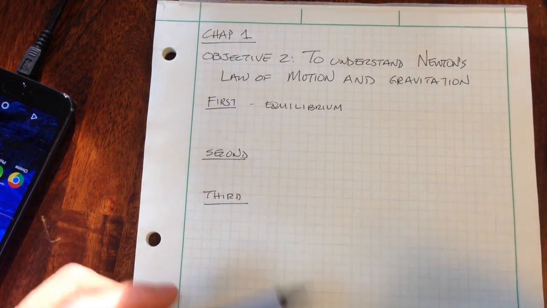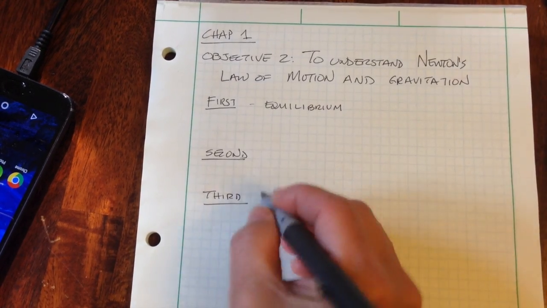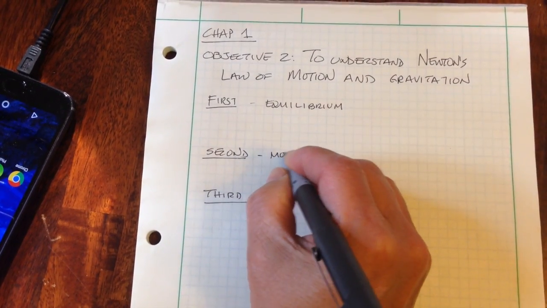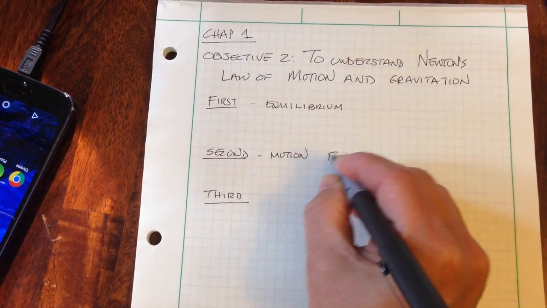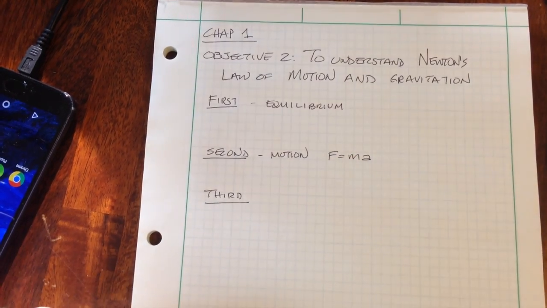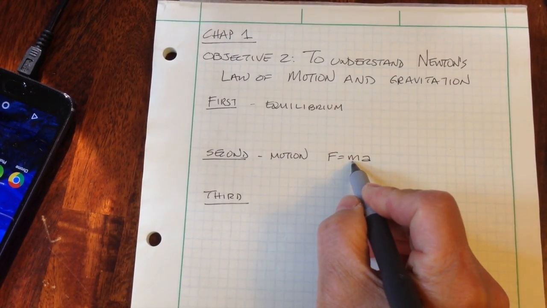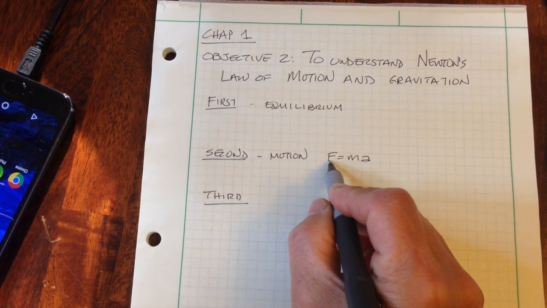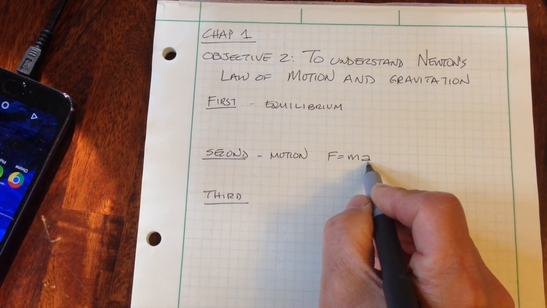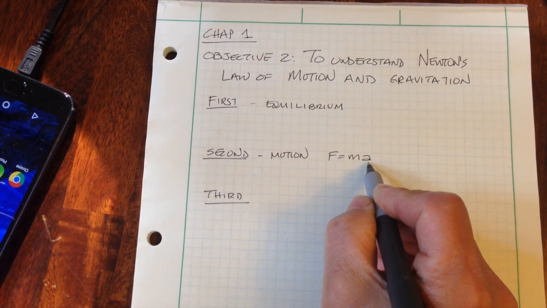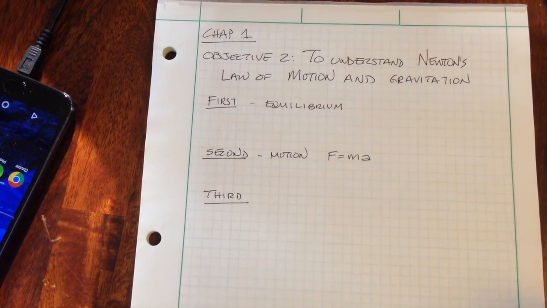The second law talks about motion. Specifically, F is equal to ma, meaning if I have an object with a certain amount of mass and I apply a certain amount of force, it will attain a certain amount of acceleration.